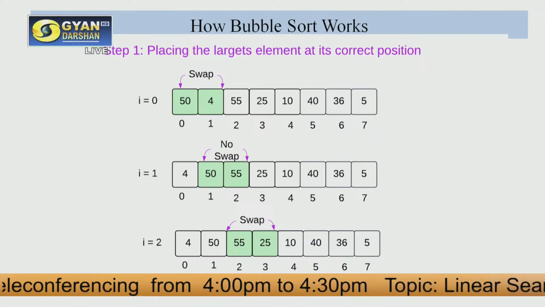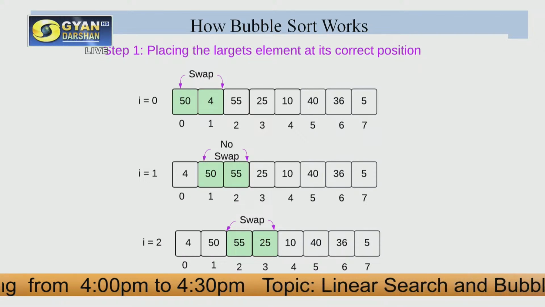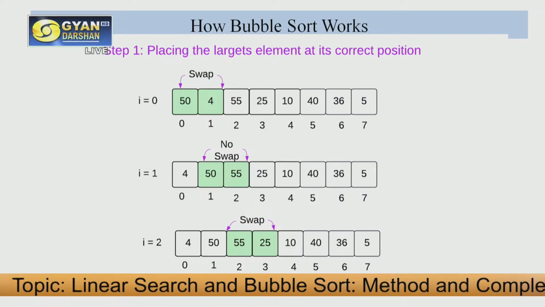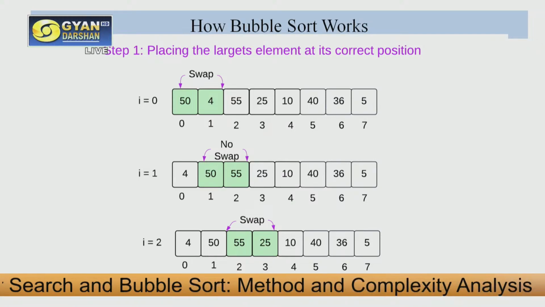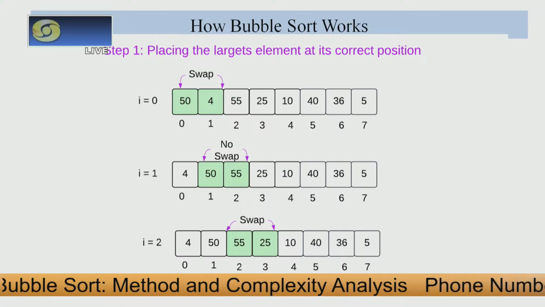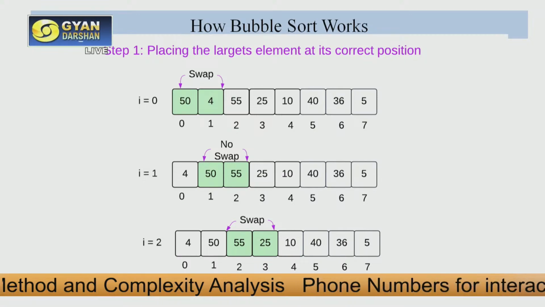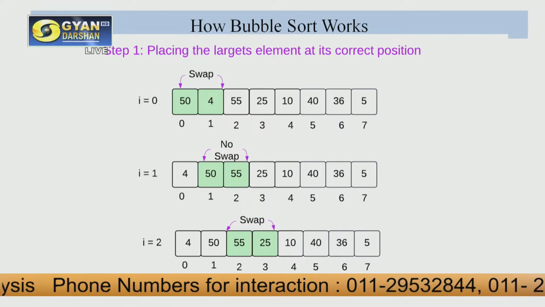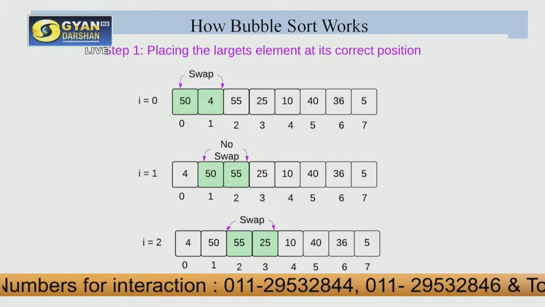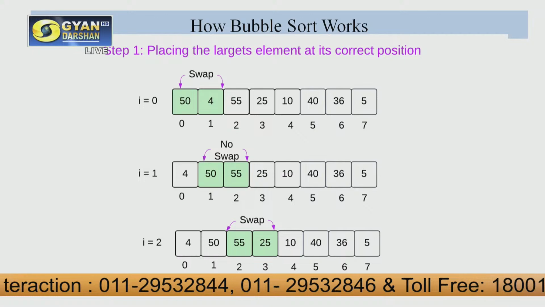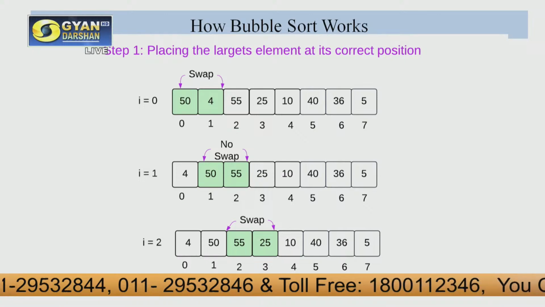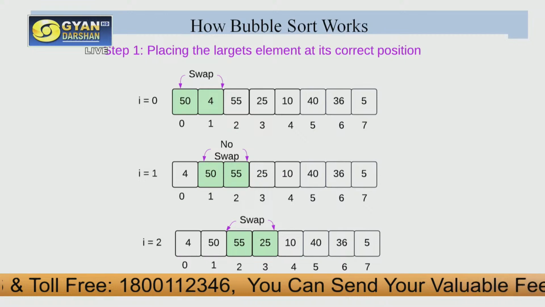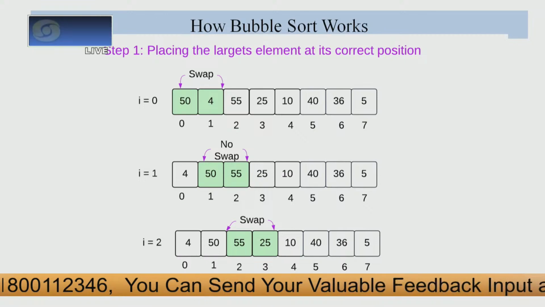Then in the next iteration, that is I is equal to 1, 50 and 55 are compared. Here we can say 50 is smaller than 55, so no swapping is required. Then we move to the next iteration, I is equal to 3. Now 55 and 25 are compared, as shown at the bottom of this slide. Because 55 is greater than 25, swapping is required.